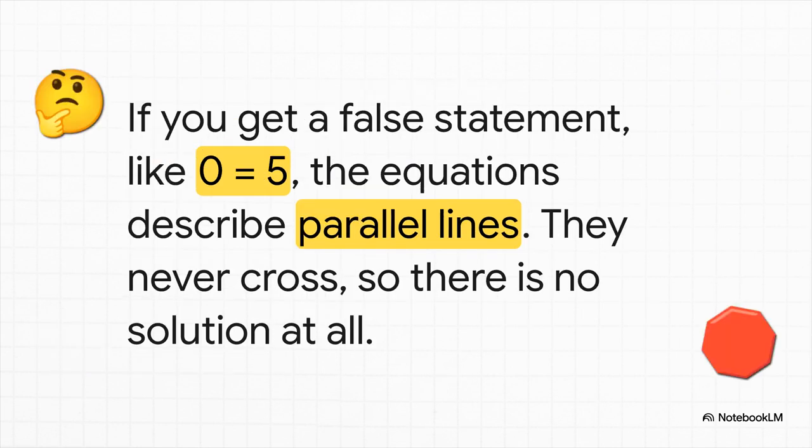On the other hand, if those variables disappear and you're left with something totally ridiculous, something that's clearly false, like 0 equals 5, well, that's the system's way of shouting, hey, there's no solution here. It means you're dealing with two parallel lines that will never, ever cross.